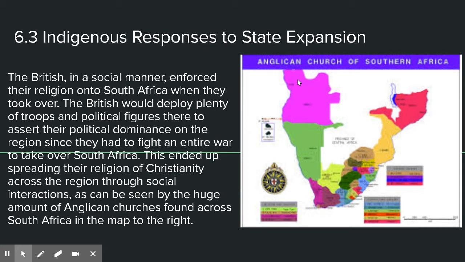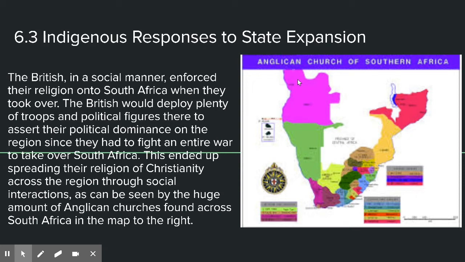The British, in a social manner, enforced their religion on South Africa when they took over. The British would deploy plenty of troops and political figures, as is their custom, to the country, instead of blending with the country's cultures. And in doing so politically, enforcing their rules onto them, they also ended up, through interactions with the officers, imposing the religion onto them as well.